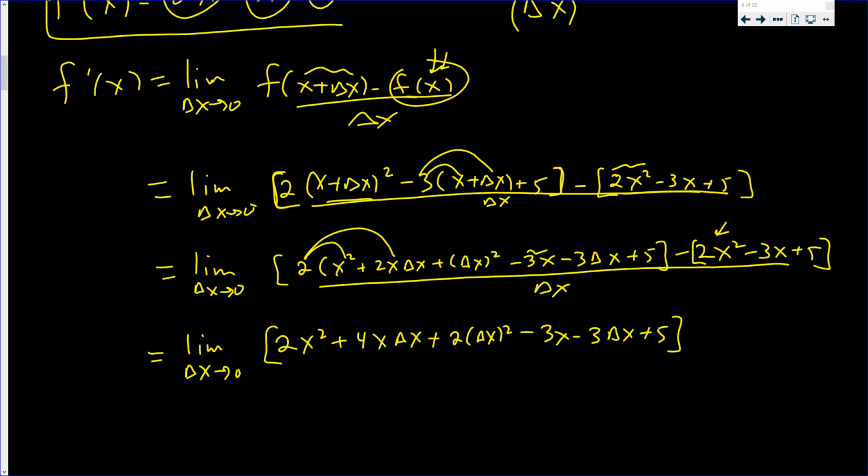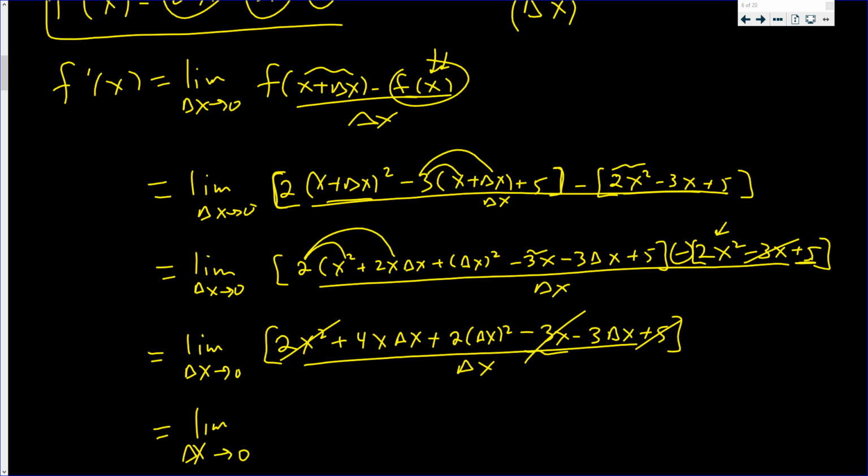So I'm supposed to take away 2x squared. Okay, I'm supposed to take away minus 3x. There's minus 3x. I'm to take it away. It says take away. I'm supposed to take away positive 5. I did. And all of this is over delta x. I guarantee you that what's left over in the numerator, every term that survived in the numerator has a delta x term.